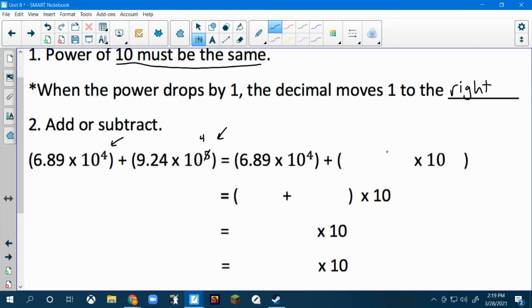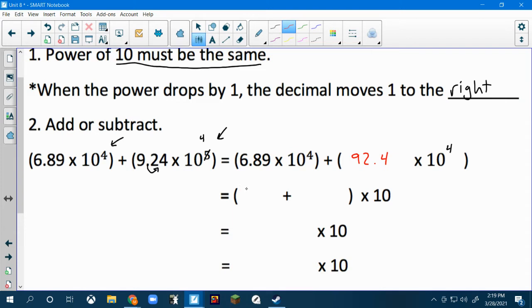So what you're going to do is 6.89 times 10 to the 4th is going to stay the same. This is going to be to the 4th power because we know that. But we got to move that decimal to the right on our number. We're going to move it 1 to the right. So you're going to actually end up with 92.4 times 10 to the 4th. Again, I know this isn't proper scientific notation, but to add them together, you got to make sure that those powers are the same. So then we can rearrange.